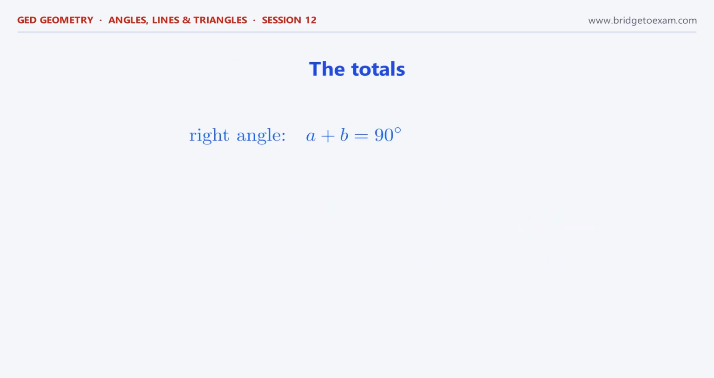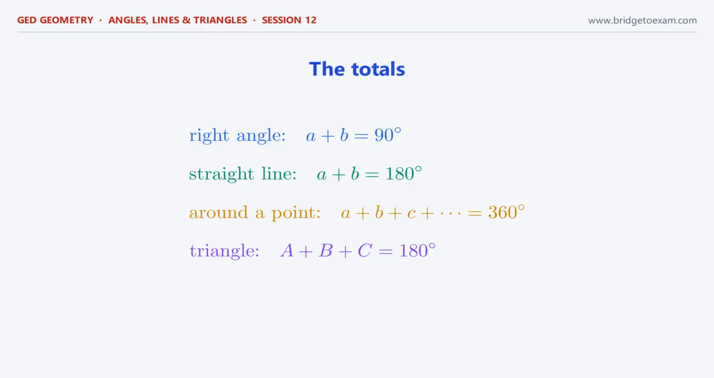Here's the core of your toolkit, the totals. Angles that form a right angle add to 90 degrees. Angles on a straight line add to 180 degrees. Angles all the way around a point add to 360 degrees. And the three interior angles of a triangle add to 180 degrees. Four totals, 90, 180, 360, and 180. Almost every problem is one of these in disguise.